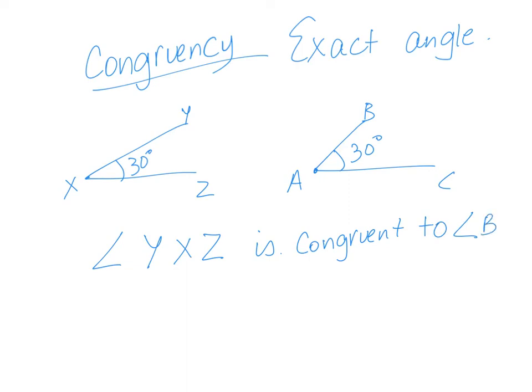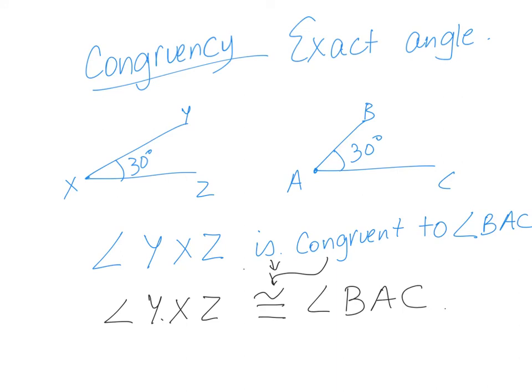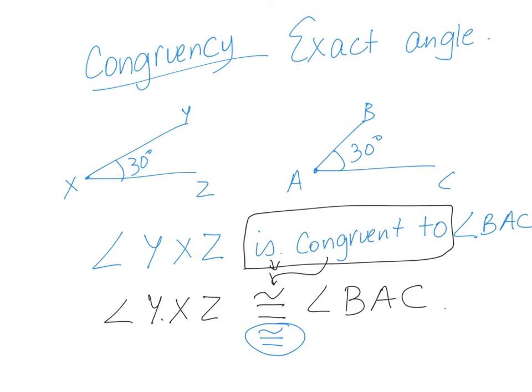to angle BAC. In terms of geometry, we can write congruency using a certain symbol. Let me show you. So, sorry, y, x, z is congruent. This is how we will write is congruent to angle BAC. So this is where is congruent to is using this symbol. So it's this curve and then two lines underneath. That's your symbol for congruency.